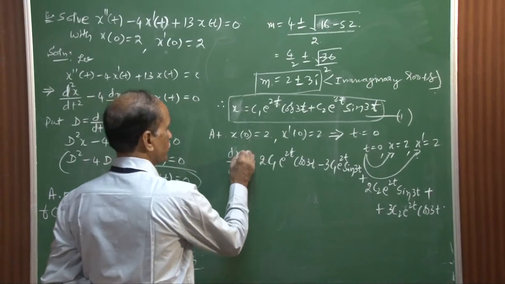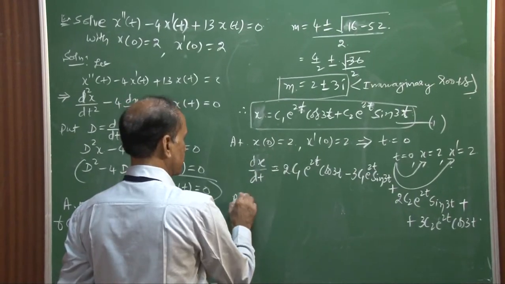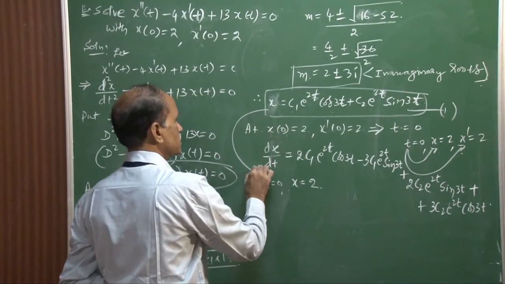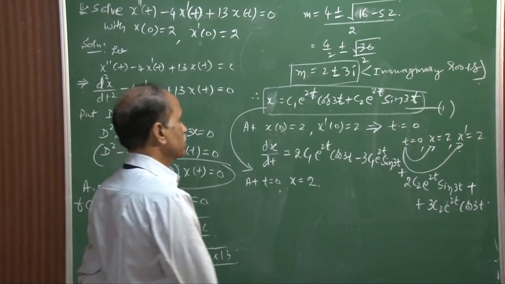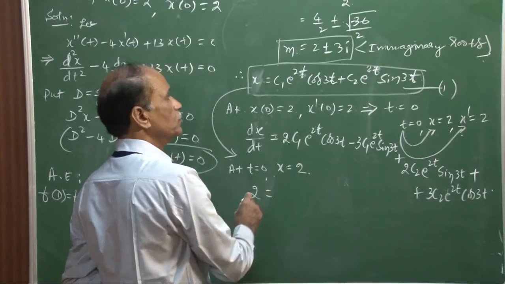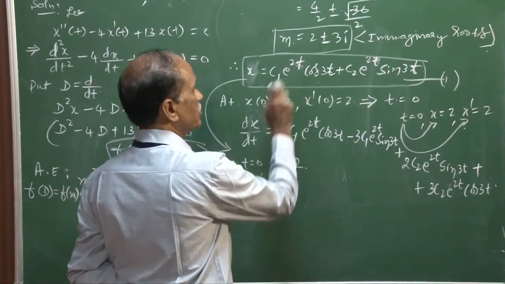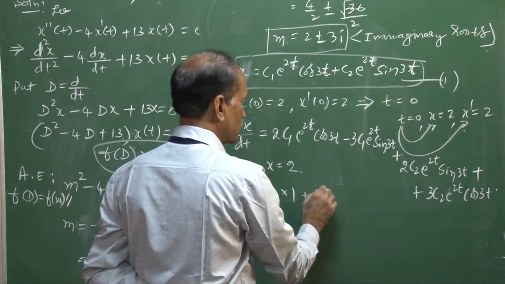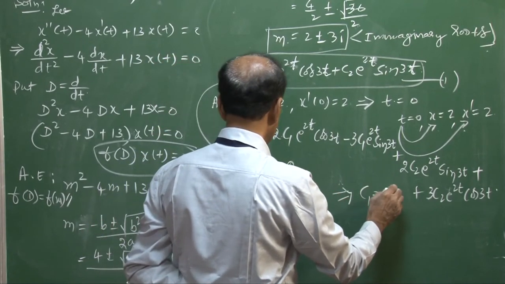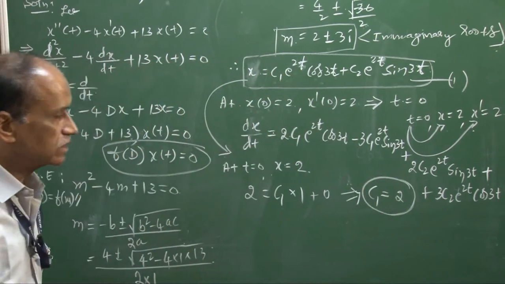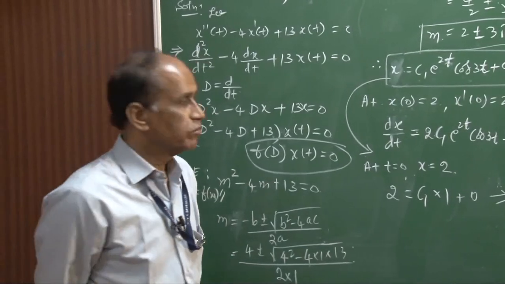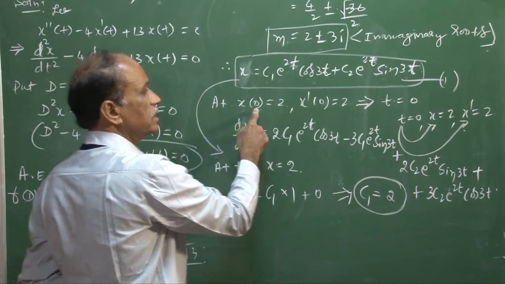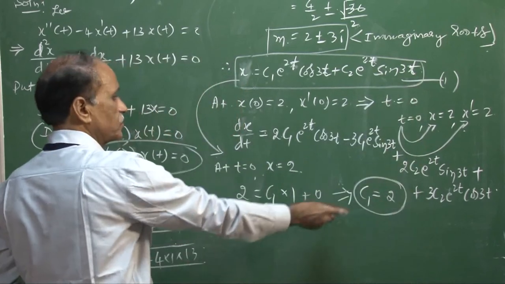What are those initial conditions? First one is x0 equal to 2, at t equal to 0, x equal to 2. So, this is the set of initial conditions to be used. X equal to 2 means I will take on the left side 2, and t equal to 0, that is e to the power 0 is 1 and cos 0 is 1 and sin 0 is 0, that becomes plus 0. This clearly indicates c1 is equal to 2, because the second constant will not be present in this equation because of the multiplication with the sine function, which is 0 on substituting t equal to 0. Therefore, c1 is equal to 2.